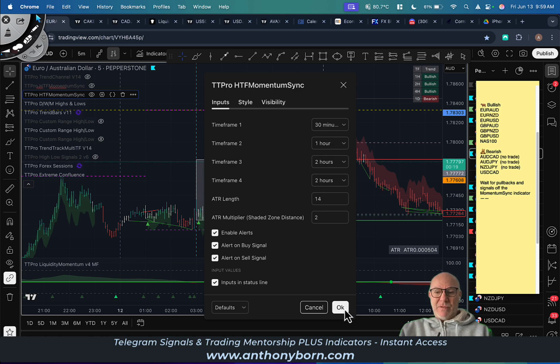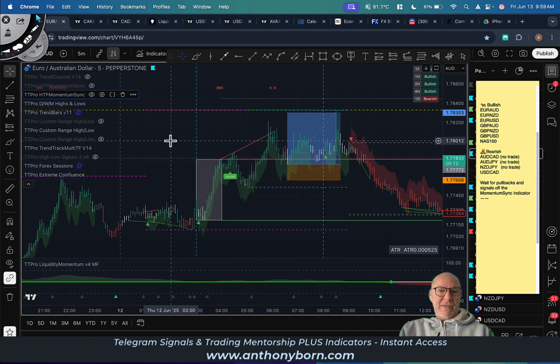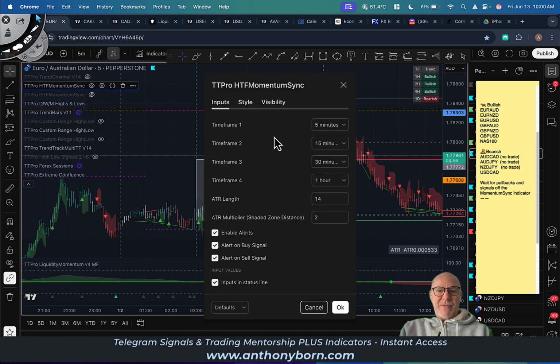But what I did was I altered these time frames. This is a relatively new indicator. I haven't had it for that long, and I haven't spent a lot of time messing around with it. But last night I had a bit of a brainstorm, and I thought, what if we were to drop the time frames down to 5, 15, 30, and 1 hour? So it's tracking 4 time frames, and the condition has to be met.